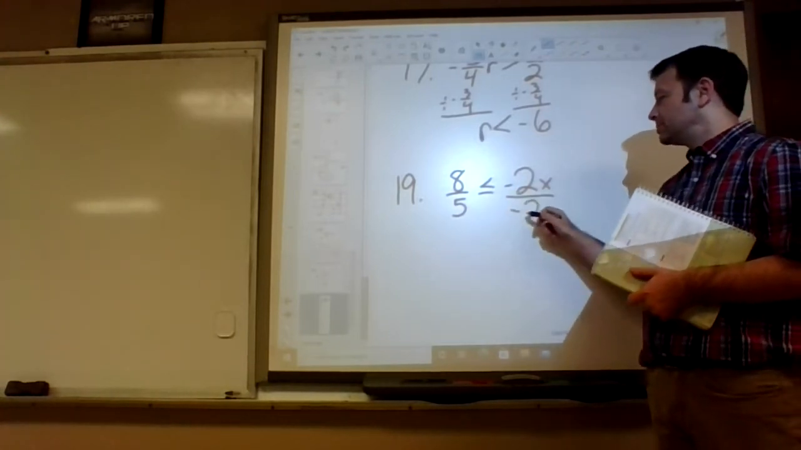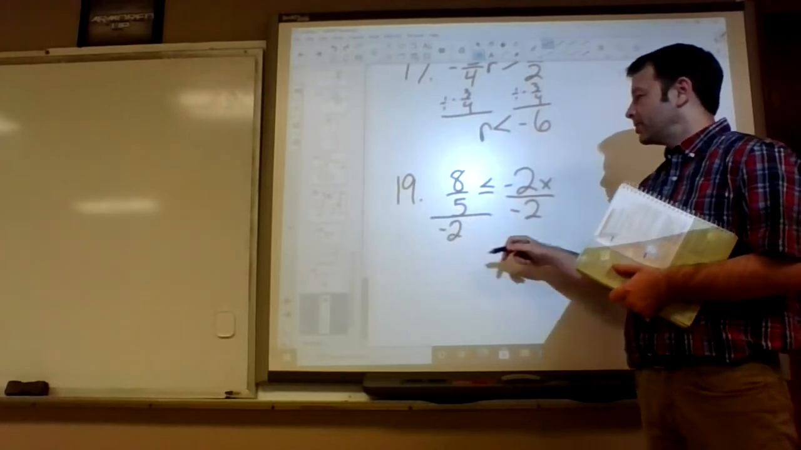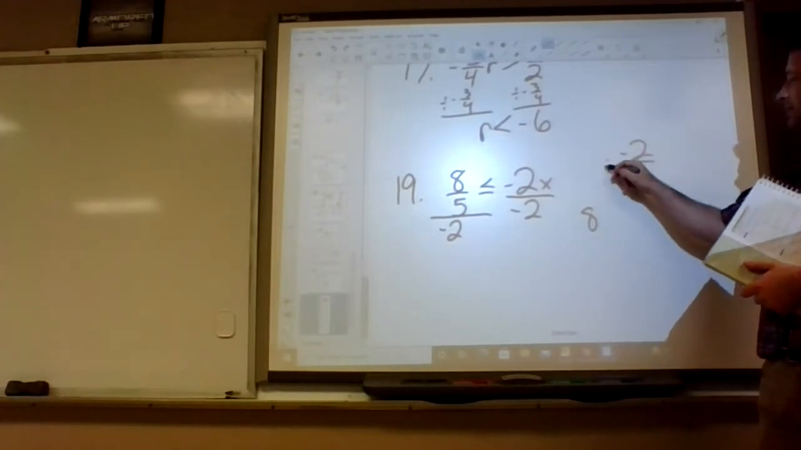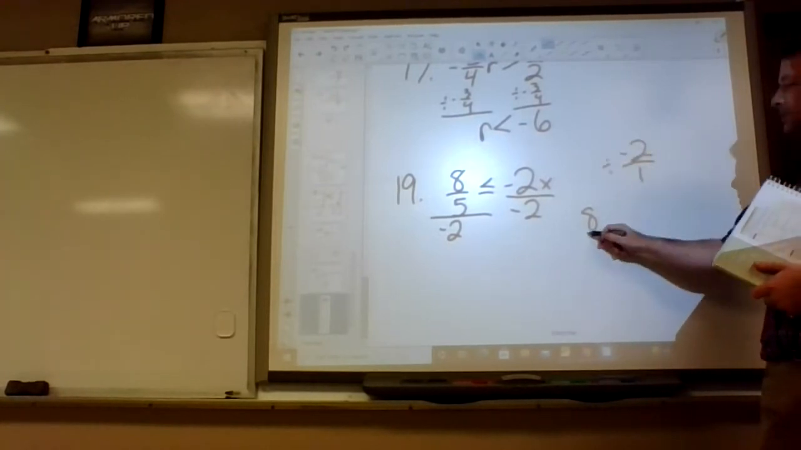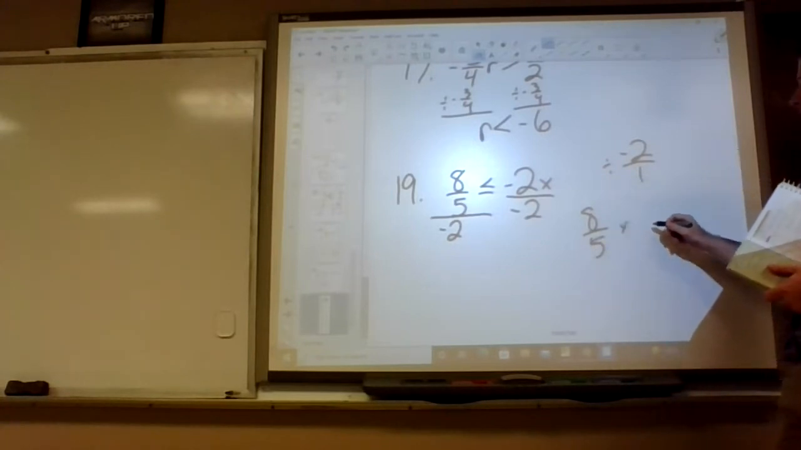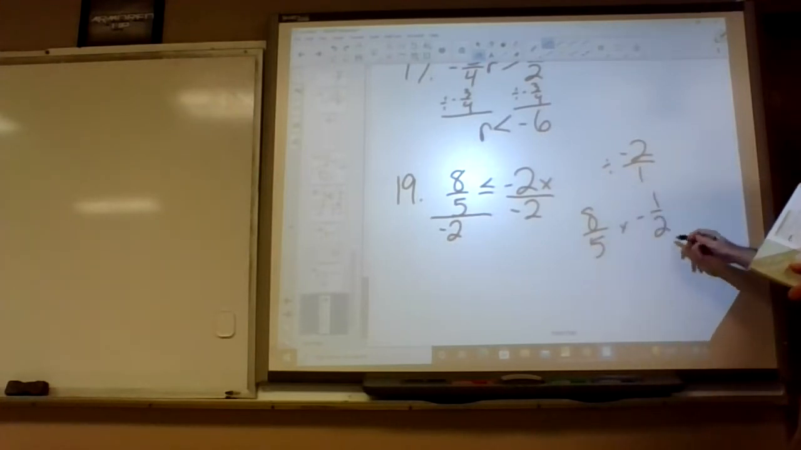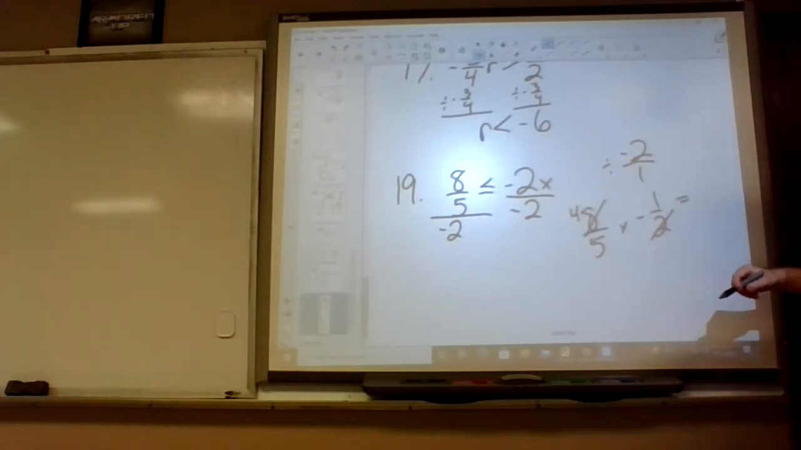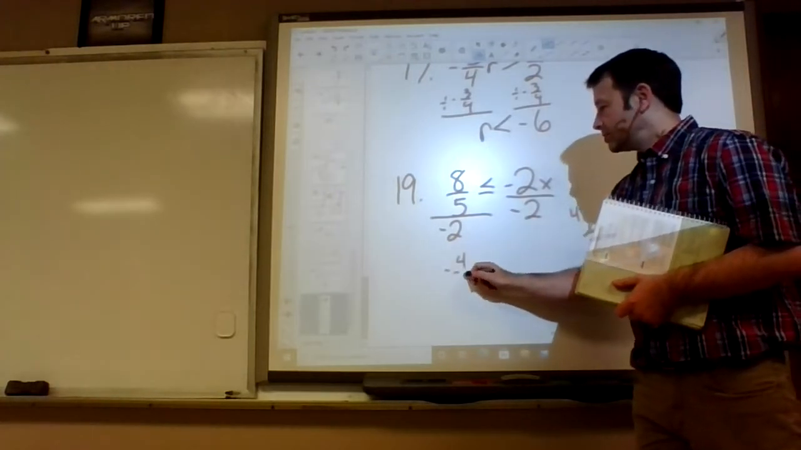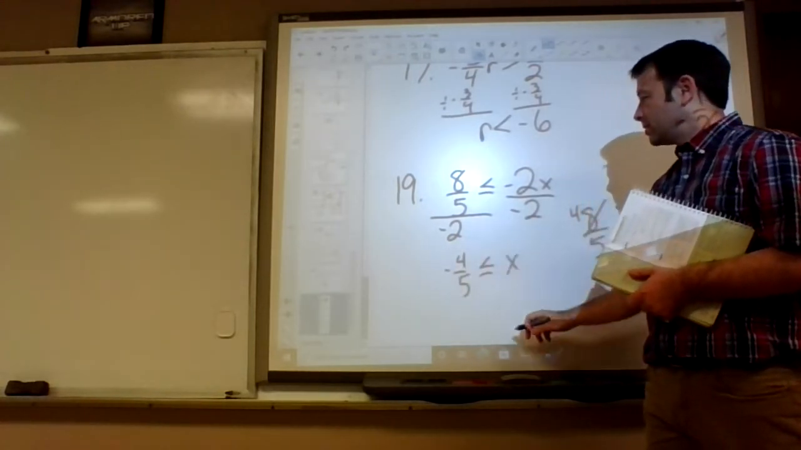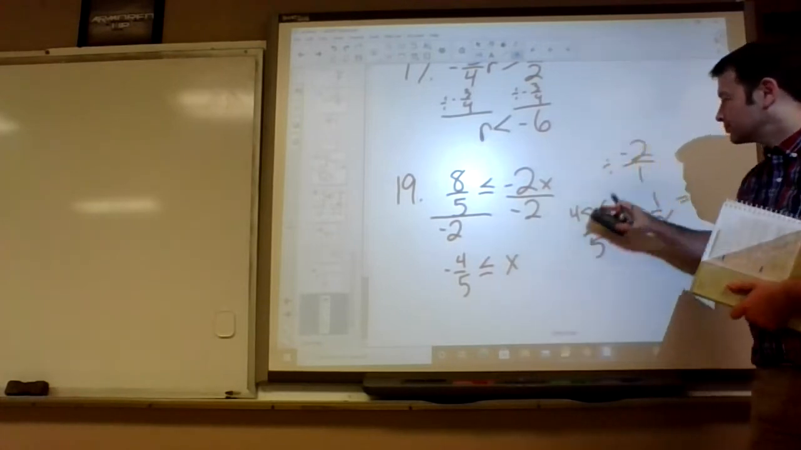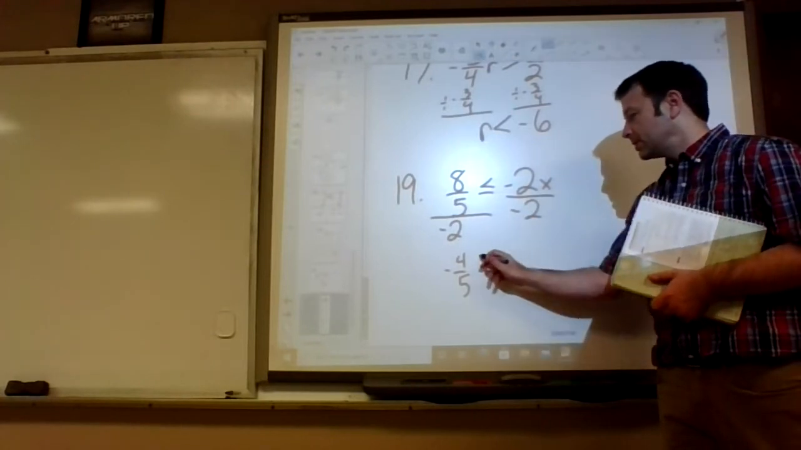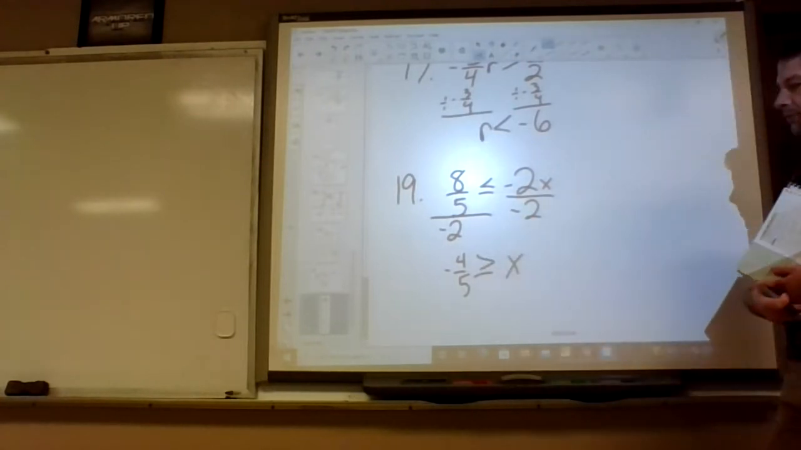All right, what's our step? Divide by negative 2. I got 2. I'm gonna write it like this on the board. We could also do this one by hand because negative 2 is also negative 2 over 1. So by hand I could do 8/5 times negative 1/2. And that would be negative 4/5. Oh, I did something wrong. What did I do wrong? You switched the inequality. Ah. That makes a little more sense.